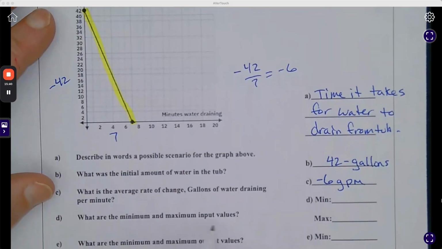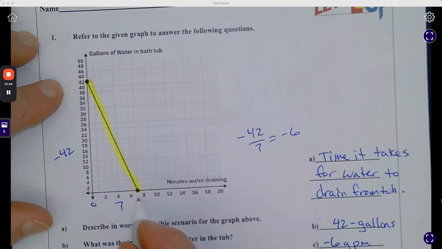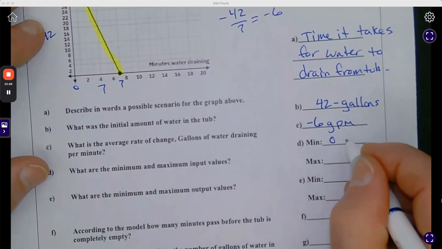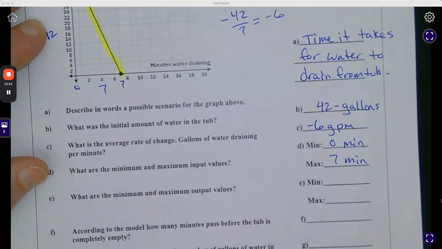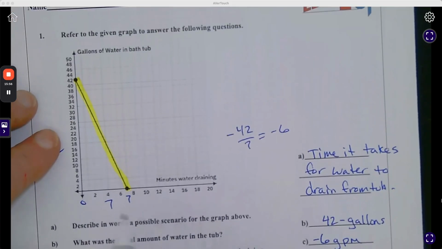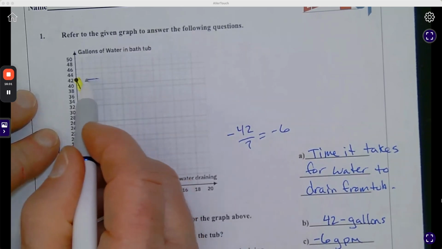D, what are the minimum and maximum input? Well, 0 is the minimum, 7 is the maximum. And 0 and 7 what? Minutes. What are the minimum and maximum output values? Well, the minimum is right here. That's 0 gallons. The maximum is right there. That's 42 gallons.